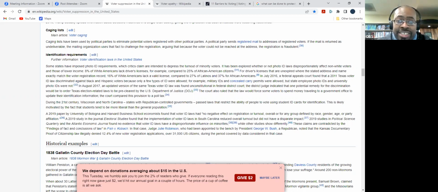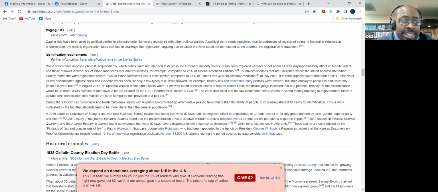In July 2016, a federal appeals court found that a 2011 Texas voter ID law discriminated against Black and Hispanic voters because only a few types of IDs were allowed. For example, military IDs and concealed carry permits were allowed. But state employee photo IDs and university IDs were not included.